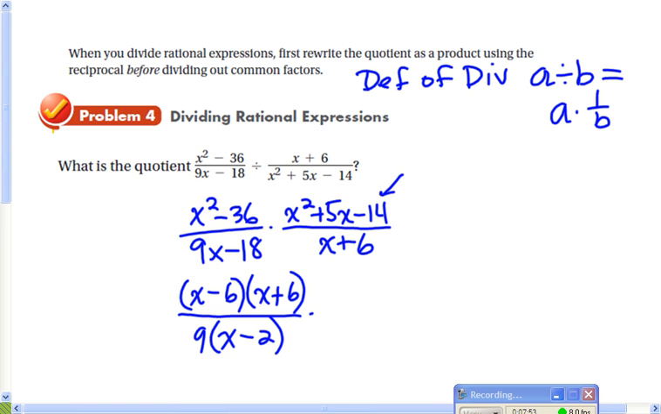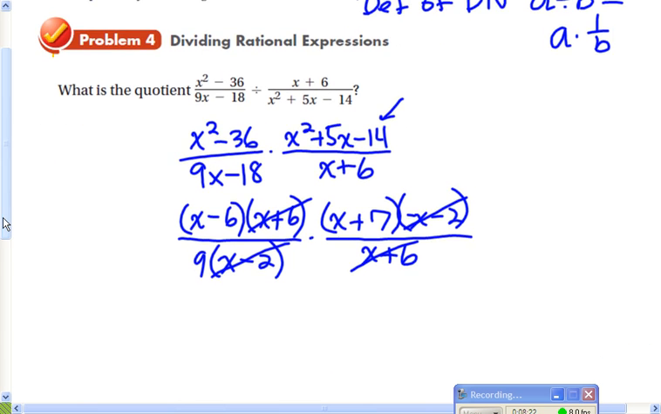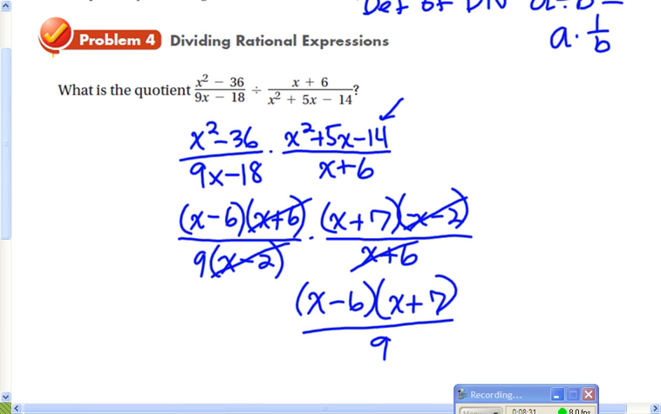Then here I need two numbers that have a product of negative 14 and a sum of 5, and I think that would be 7 and negative 2. Now I'm going to look for common factors that I can cancel. One there, one there, one there, and that's it. So my final quotient is x minus 6 times the quantity x plus 7 divided by 9. All right, I'll let you try one of those.